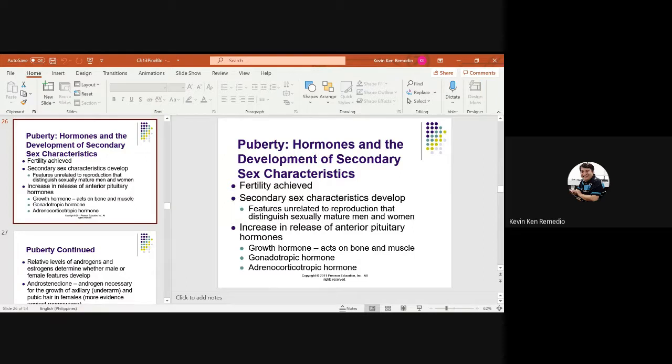So during puberty, there is an increase of release of anterior pituitary hormones. Therefore, ang i-release dayon ang growth hormones, gonadotropic hormones, and the adrenocorticotropic hormones.